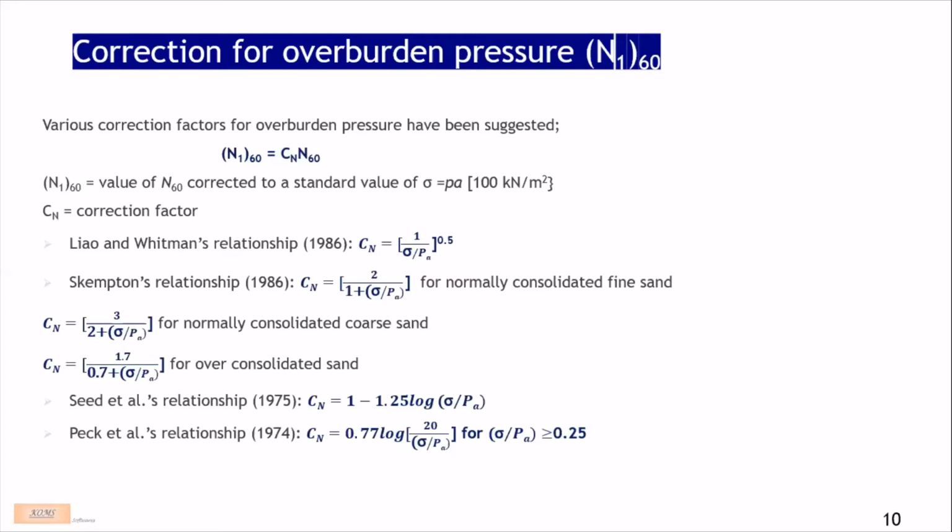This brought about the N160 correction. So Liao and Whitman gave this relationship. Skempton also gave this relationship relating overburden pressure with the correction factor. So we also have Seed's 1975 relationship and Peck's relationship.